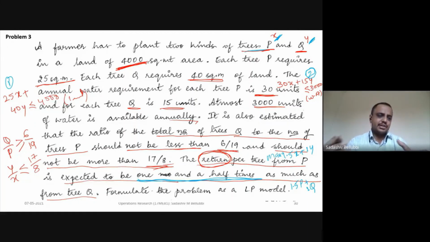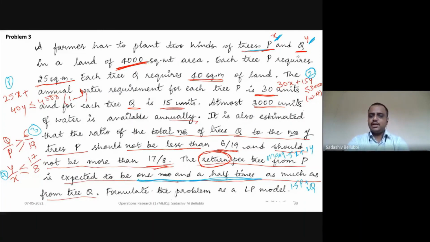At the same time, they have given the constraint regarding the numbers. Instead of giving the numbers directly, they have given ratios: q by p should not be less than, it means it should be greater than or equal to 6 by 19. That is the third constraint. And it should not be more than, it means it should be less than or equal to. Just try to understand the statements clearly, because these sign conventions are the most important while solving these problems by using the graphical method.